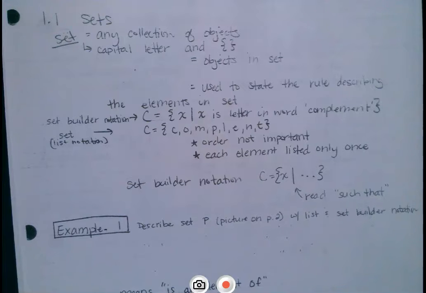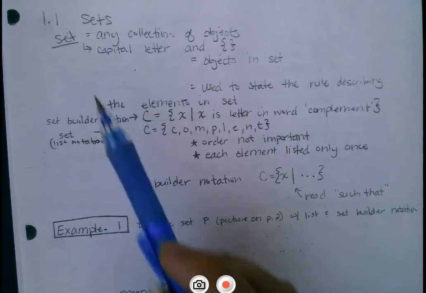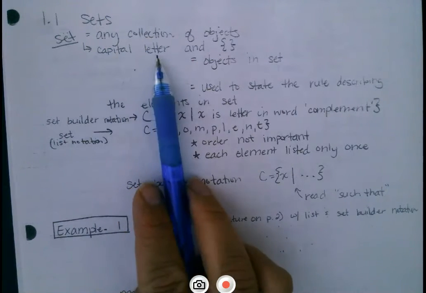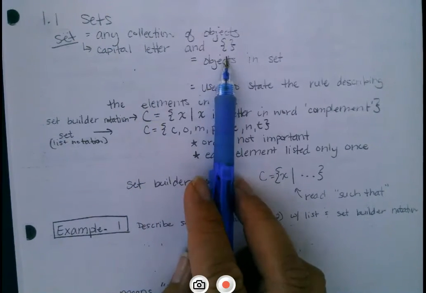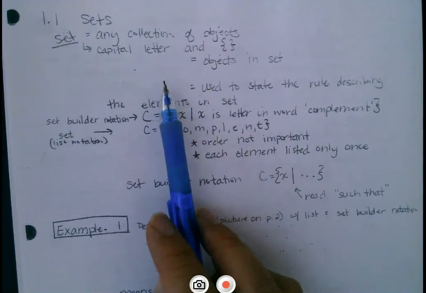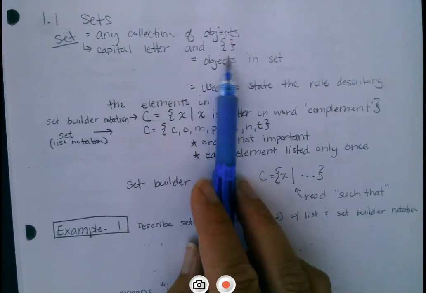All right, so it's any collection of objects. So we could have a set of clothes. My set today of clothes is a brown jacket, a white shirt, blue jeans, and Birkenstock shoes, right? That's my set. It doesn't have to be numbers. But a set is always going to be denoted with a capital letter and some braces.